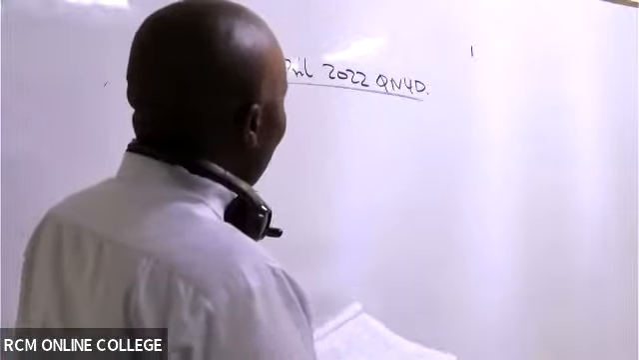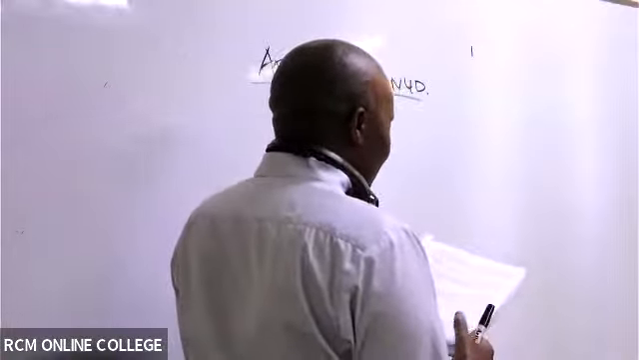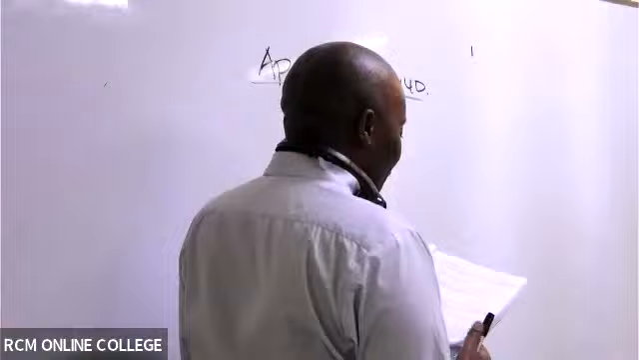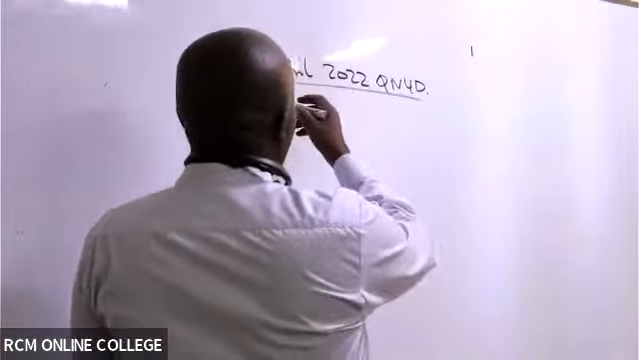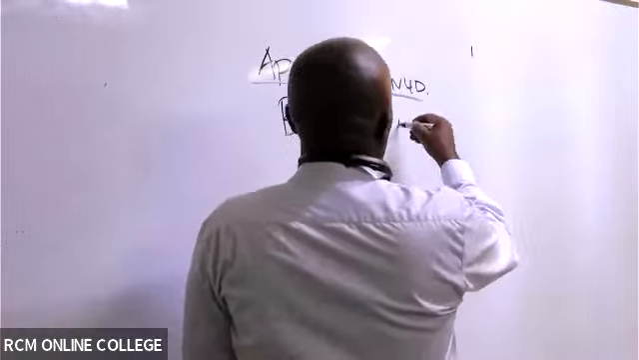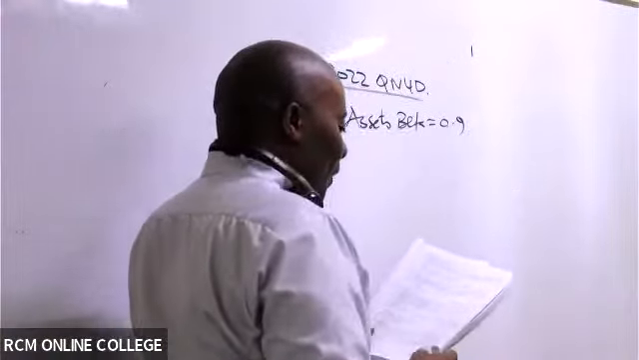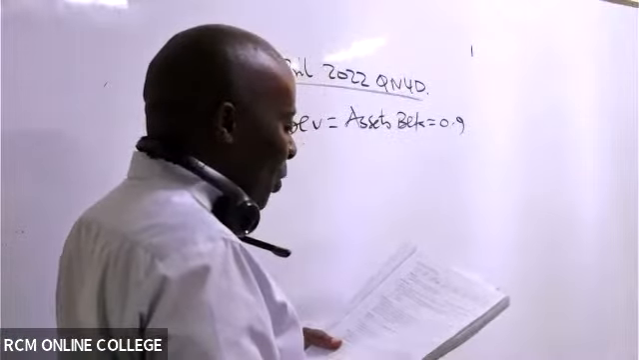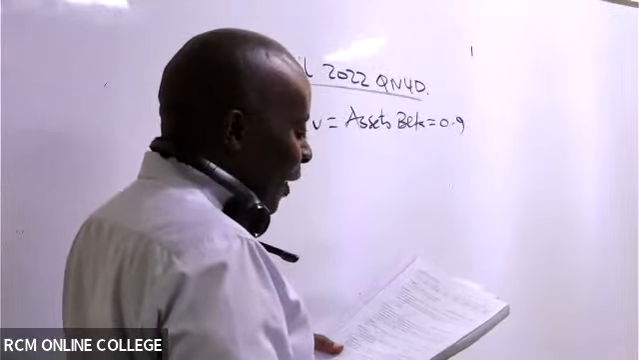So this is the question we are doing here, April 2022, question number 4D. We are told Viwanda Manufacturers Limited, current EPS is 5. The company has an asset beta of 0.9, so asset beta is BEU. The company adopts a 40% dividend payout ratio as its dividends policy.